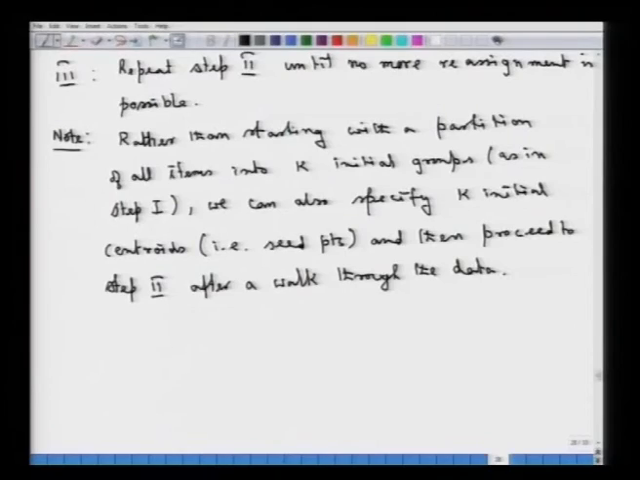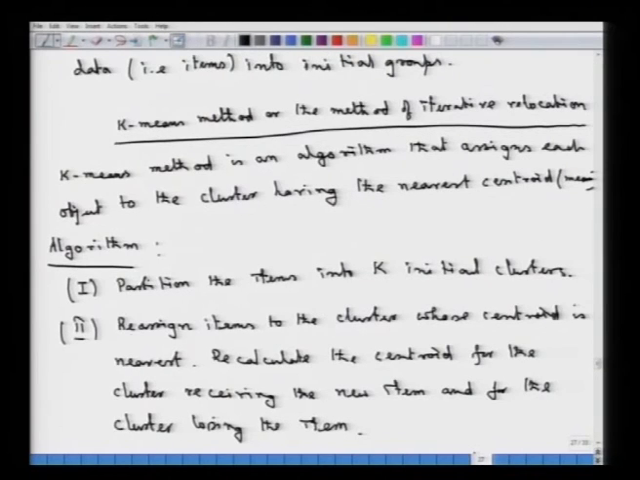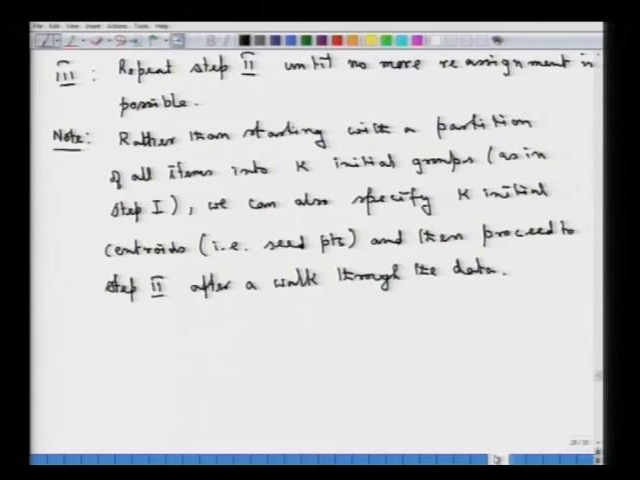And then we walk through the data, go to step 2, and look at possible reassignments in the data, and then the algorithm goes through. Now, let us look at a numerical example to illustrate how this k-means clustering algorithm actually behaves. So, this is an example.